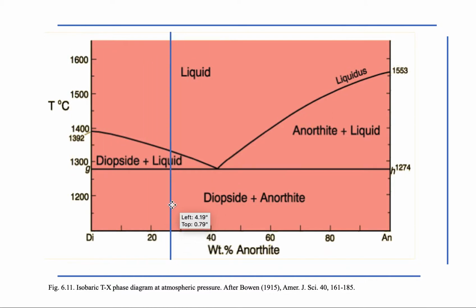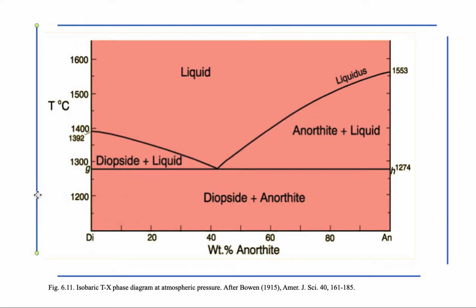On the other hand, if we took something that was over here, a bulk composition there, if we broke apart the minerals into separate piles and weighed them, then 30% of the material would be anorthite, and 70% would be diopside.